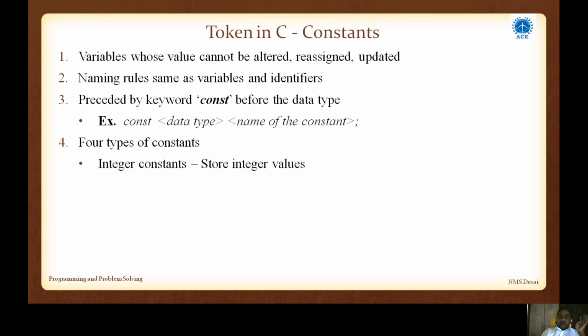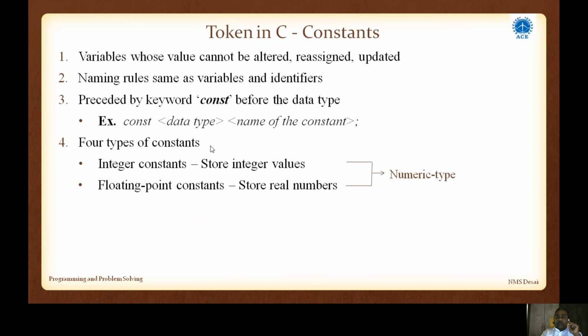Now, there are 4 types of constants. We have already become familiar with them while discussing the example. Integer constants store integer values only. Floating point constants store real numbers. These two put together deal with numbers only, so they are given a collective name called numeric type constants. There are 2 subtypes of numeric constants, integer and floating point. Okay.